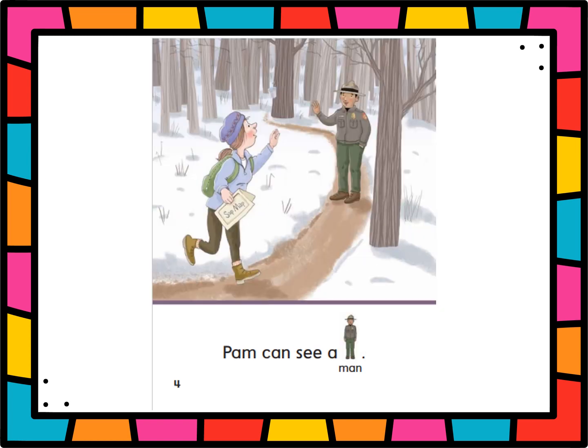Let's look at this illustration. I see a new character. A character is who the story's about. I see a man, and he looks like maybe a park ranger. Maybe he'll give Pam directions and help her find the spot on the map that she's looking for. Let's read it together. Ready? Pam can see a man.